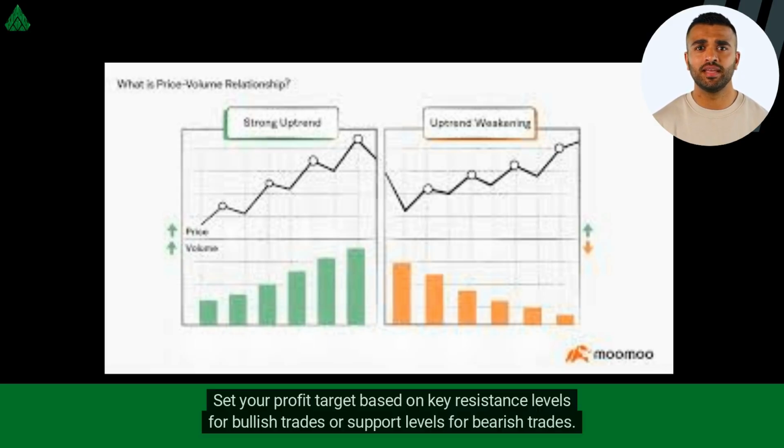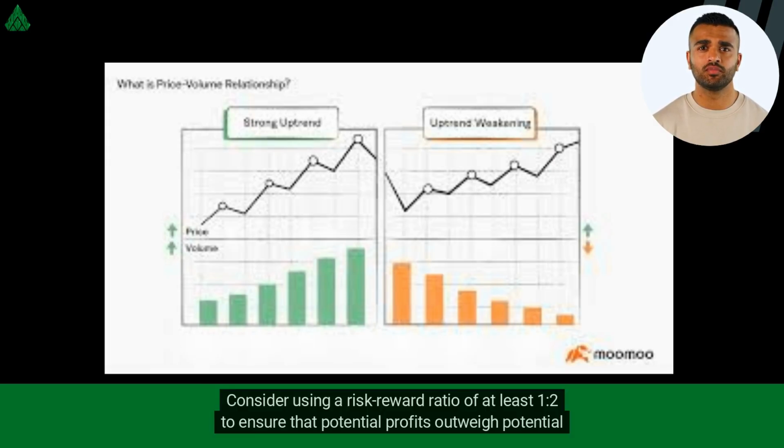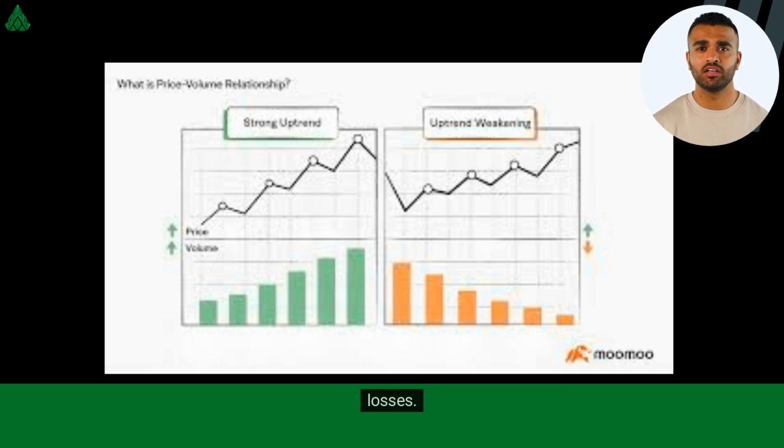Set your profit target based on key resistance levels for bullish trades or support levels for bearish trades. Consider using a risk-reward ratio of at least 1:2 to ensure that potential profits outweigh potential losses.